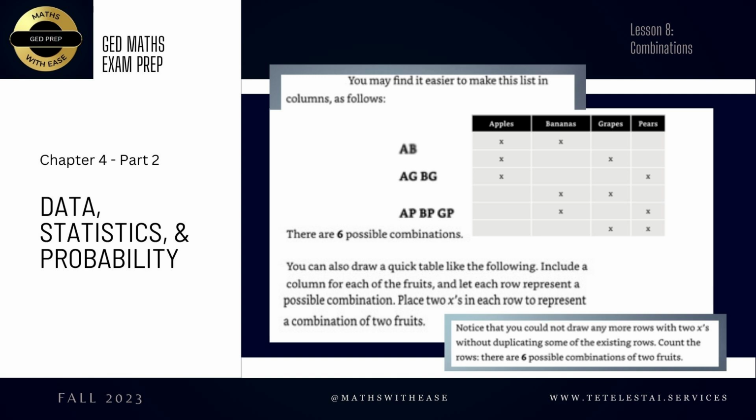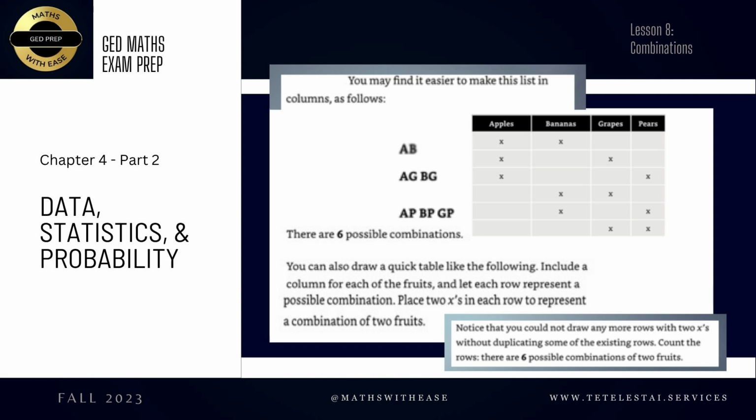And our final combination is going to go into row 6, right? And our final combination is for grapes and pears. So we go back to our 6th row and we mark an X under grapes and an X under pears. You couldn't draw any more rows with 2 X's without duplicating some of the existing rows, right? So this is a good way of making sure that you're not writing down apples and bananas, and then also somewhere along the line you're marking bananas and apples, which would be the same combination, right?